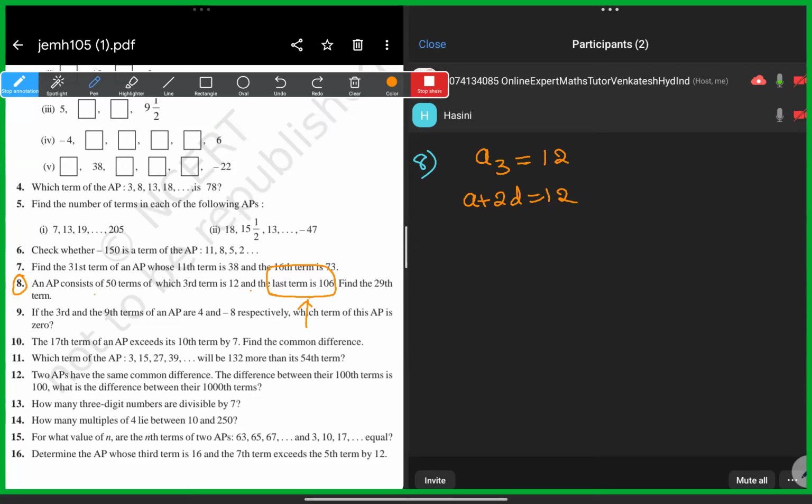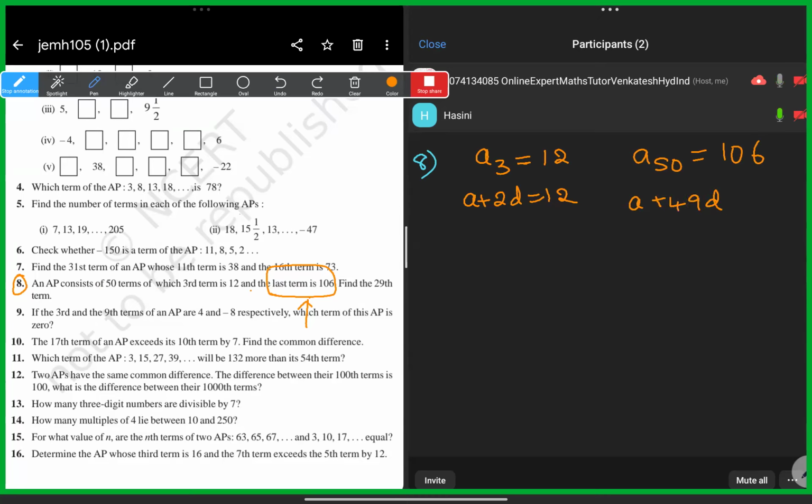They said AP, I was telling in the starting of the question, Hasni. The 50th term is 106. I said it indirectly, they didn't say that the 50th term is 106. We should understand that because they said it consists of 50 terms, meaning the 50th term is the last term. So in the next part of the statement, they said last term is 106, means A50 is 106.